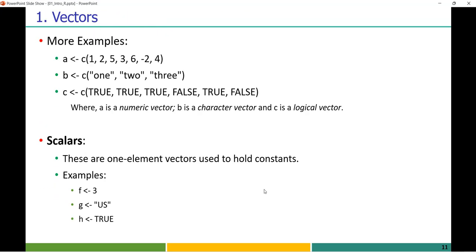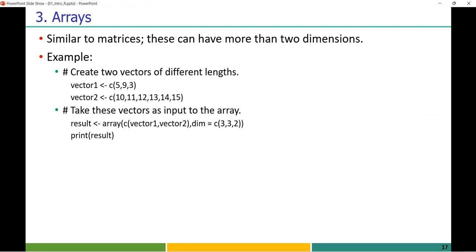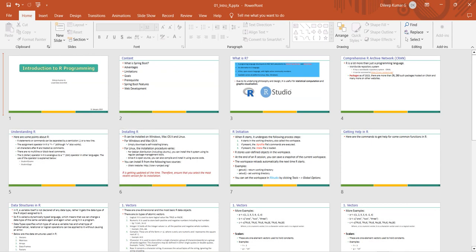And next, how to create an array. Understand how to create an array. This array is similar to the matrix, but arrays are used for more than 2 dimensions. For example, here vector 1, in which we have 3 elements 5 9 3. Then vector 2, 6 elements are there. And from vector 1 and vector 2 we are creating an array. So result equals array of, combining the vectors vector 1 and vector 2, and also specifying the dimension here, 3 comma 3 comma 2.